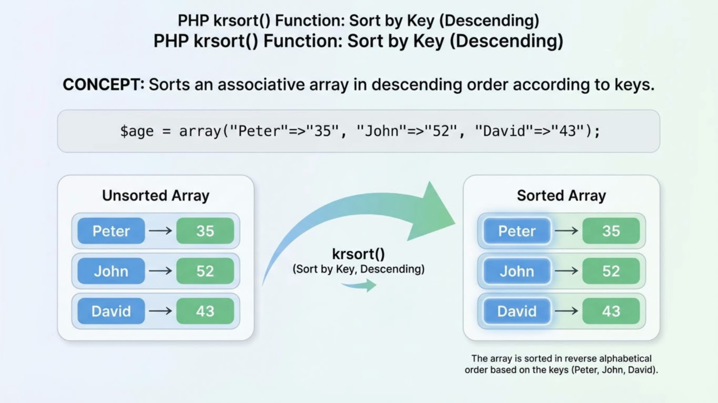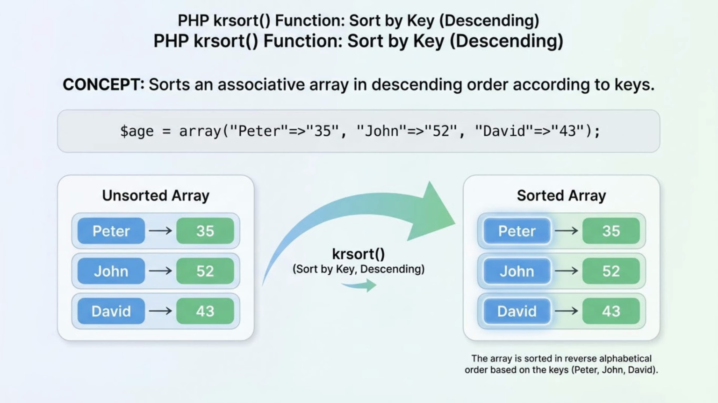It is important to note that krsort keeps every key directly connected to its corresponding value, meaning the data structure remains intact while only the order changes. After sorting, the array is displayed with Peter first because P comes latest among the three names, followed by John and then David, since D appears earlier in the alphabet. This reverse alphabetical arrangement is the result of descending key-based sorting.